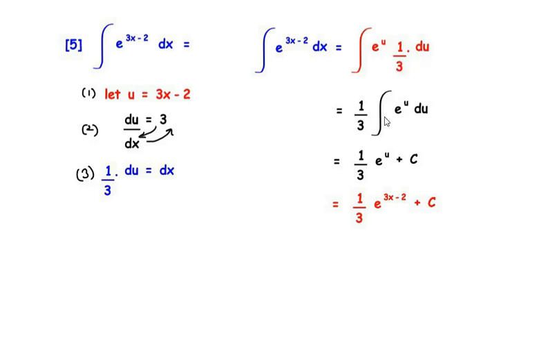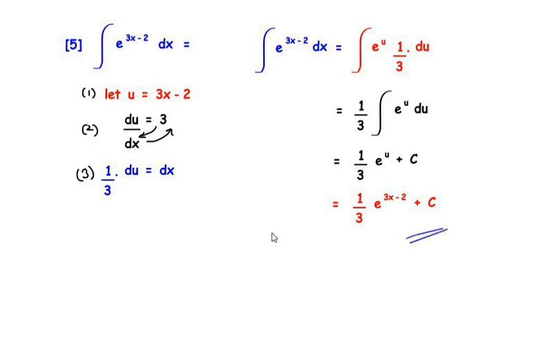Now taking 1 over 3 outside the integration, we get 1 over 3 integration of e to the power of u du. The integration of e raised to u gives us e raised to u itself. So here we get 1 over 3 times e raised to u plus c. Now replacing u by the x terms, we get 1 over 3 times e raised to 3x minus 2 plus c. So this is our answer.